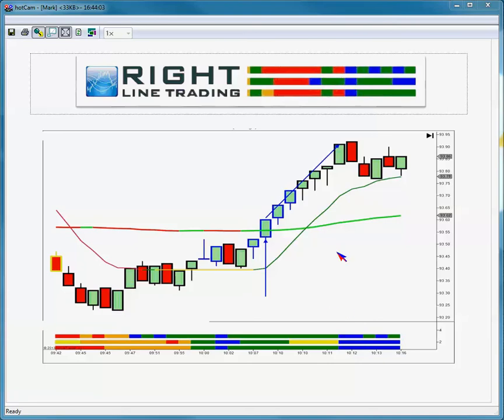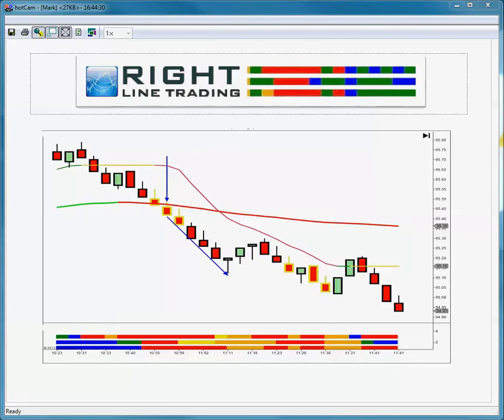Now here's, I think, a little clearer example. Again, this is the 3-line break. A break of the 50, order flow, stochastic, and momentum are with us on multiple time frames. We take the entry at the close of the signal candle, which is the candle that breaks the 50, and then up we go.